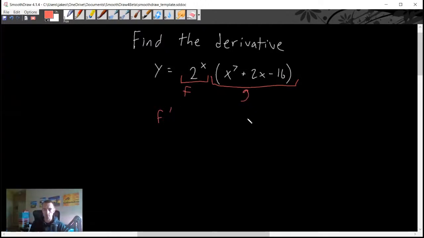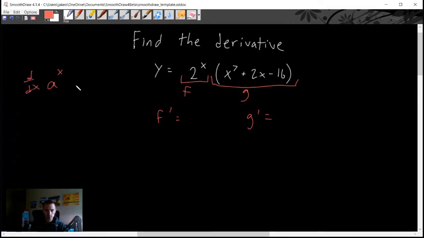Then again, we need to find f prime and g prime. So the derivative of 2 to the x, and this is another formula on my Calculus 1 study guide. Link is down in the description if you want to check that out. But if you're taking any constant raised up to the x power, the derivative of this is always just going to be ln of a times a to the x. A very specific example of a constant raised up to the x that we see a lot is the derivative of e to the x.